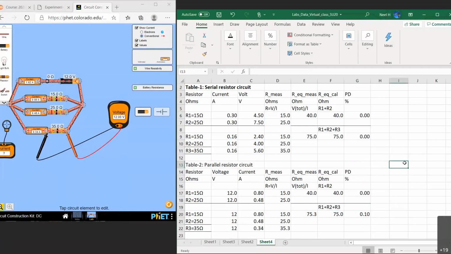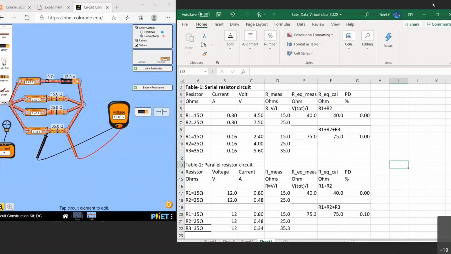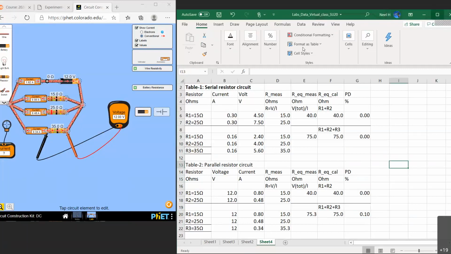Okay, question. Good, no question? Any questions? Okay, make sure you take the screenshot before we move into the next section.